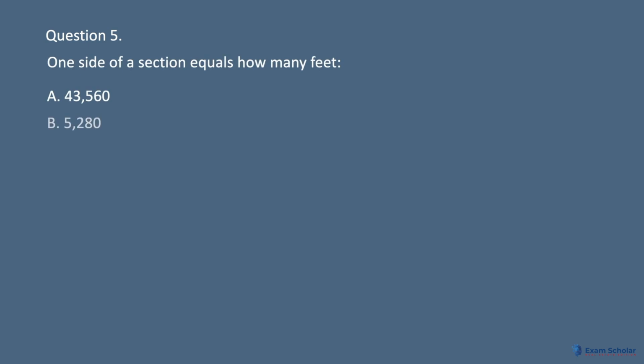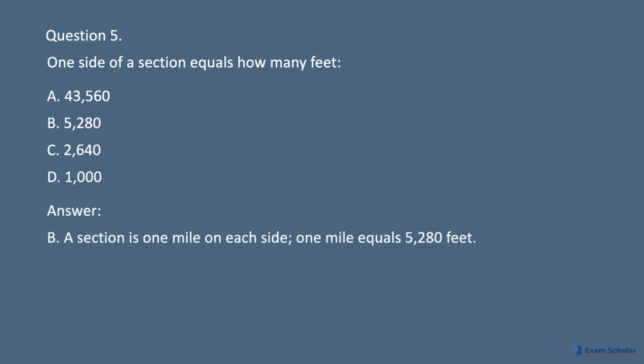Question 5. One side of a section equals how many feet? A. 43,560. B. 5,280. C. 2,640. D. 1,000. Answer. B. A section is 1 mile on each side. 1 mile equals 5,280 feet.